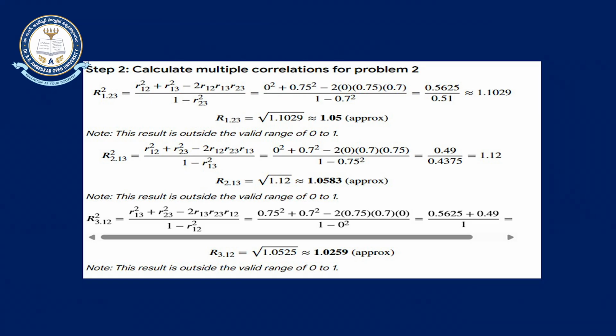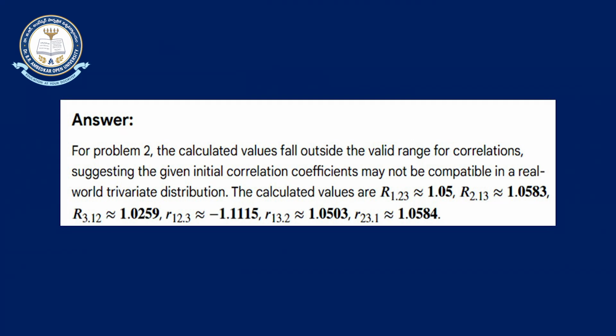The result of the third one, R3.12 whole square, here also is 1.0259. It is small, even approximately, but it is also outside the range of values. So there are small errors. From this calculation, the values fall outside the valid range of correlations. So it is suggested that the initial correlation coefficients may not be compatible with real-world trivariate distributions. So it is not possible to apply the trivariate distribution. This is the overall idea.